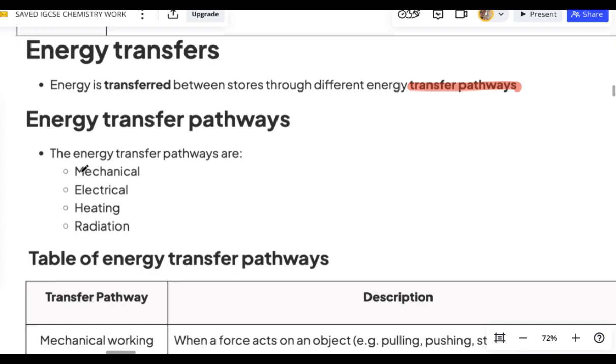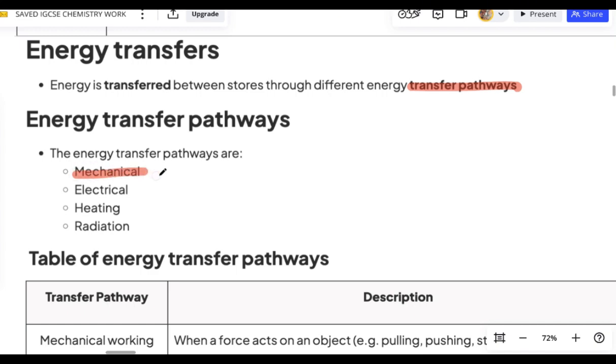The first energy transfer pathway is called mechanical. This is a means by which energy can be transferred from its store. For example, if you apply a force on an object to move it through a distance, you have applied mechanical energy. A stationary object that starts to move gets kinetic energy. The pathway by which this energy is transferred from potential energy to kinetic energy is called the mechanical pathway.